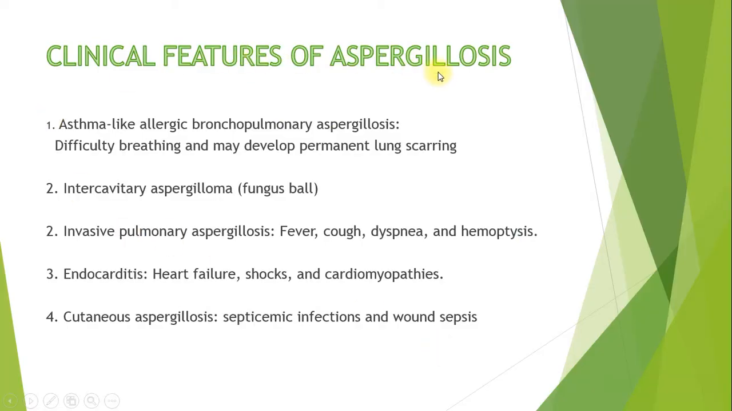The clinical features of Aspergillosis. The Aspergillosis produces asthma-like allergic bronchopulmonary disease where there is difficulty in breathing and it may develop into permanent lung scarring. There can be intracavitary aspergilloma, also commonly called fungus ball. It can cause invasive pulmonary aspergillosis, in which the patient experiences fever, cough, dyspnea, and hemoptysis.